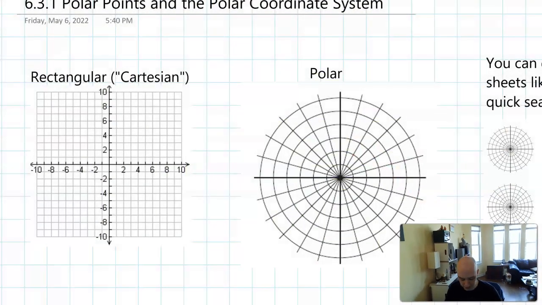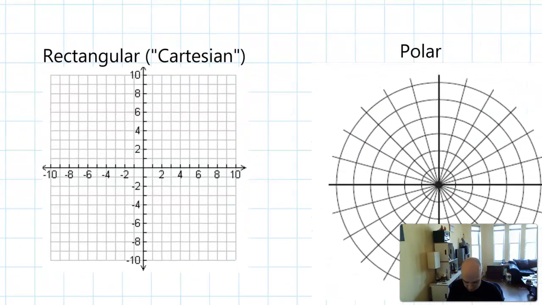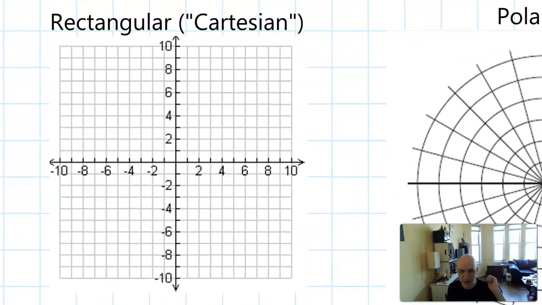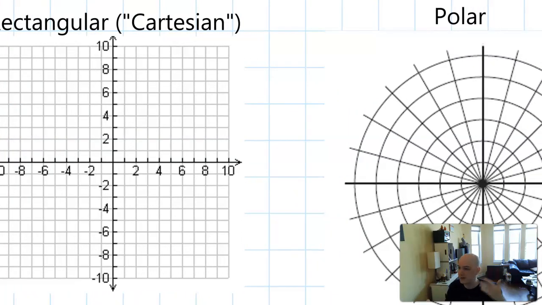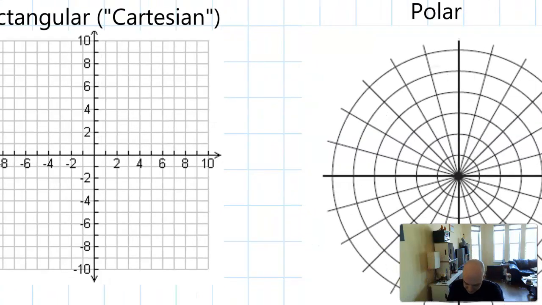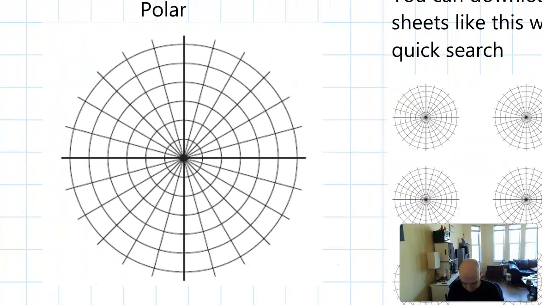Today we're going to talk about polar points and the polar coordinate system. So the coordinate system you're probably used to, we call the rectangular coordinate system. It's based on a grid, x, y axes. It's also called the Cartesian coordinate system, and it's good for graphing, well, rectangles. But a lot of things in the world are not rectangles, and it turns out that to graph things like circles and other curvy-like objects, it's actually better to have a coordinate system called polar.